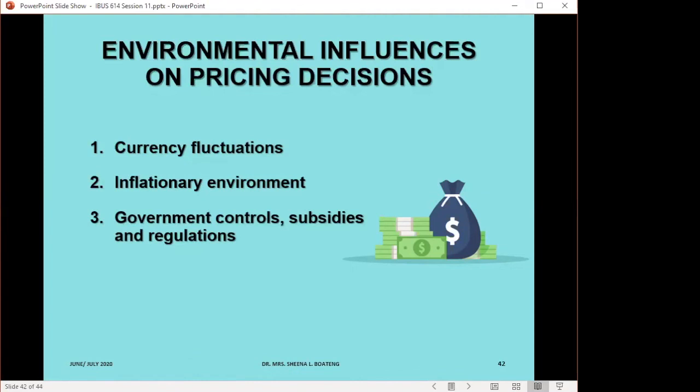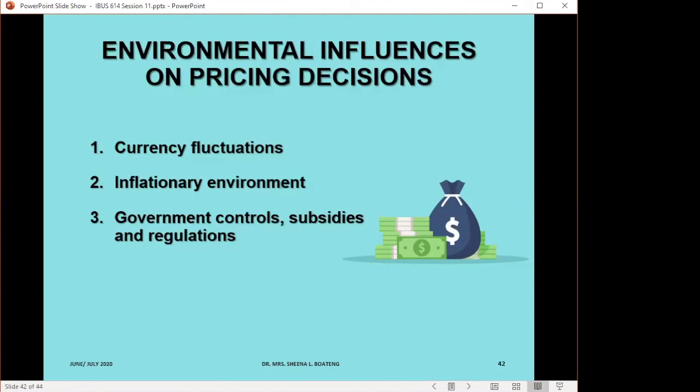Also, we can talk about government controls, subsidies, and regulations. Like I was saying, depending on the controls that governments have in a particular sector, it can influence the pricing of products within that sector. It can influence the cost implications of sourcing raw materials and even importing the products, assuming you are manufacturing them in a third country to bring them for sale in that particular country.